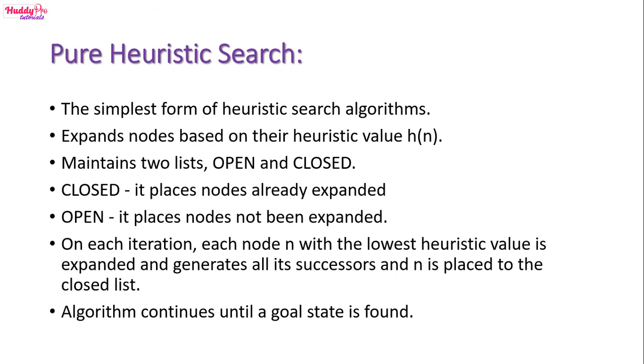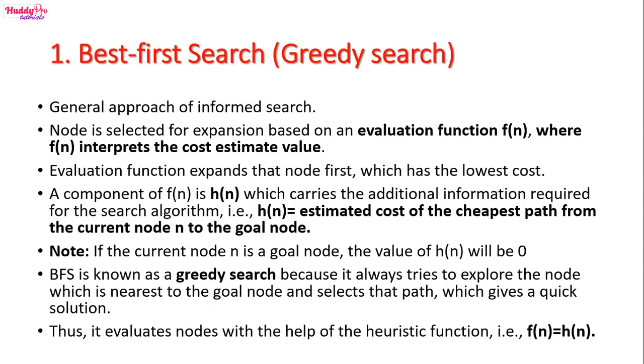On each iteration, the node with the lowest heuristic value is expanded and generates all its successors, and that node is placed in the closed list. This algorithm will continue until a goal state is found. So we have an example of the pure heuristic search algorithms.